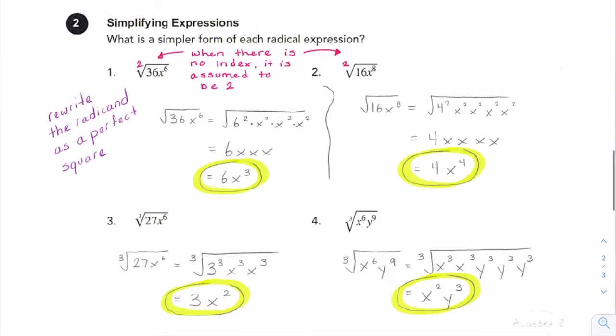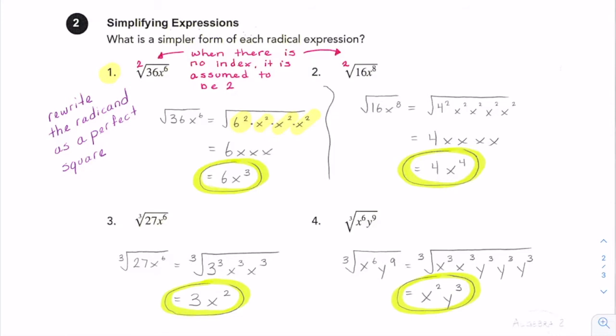Okay, when you're simplifying expressions, you want to take a look at what the index is, and then you want to, for lack of a better term, make groups that match that number. So if we take number 1 here and we break it down, we have the square root of 36 times x to the 6th, and we make groups of 2. 36 can be 6 squared. That's 2 values of 6. And then x to the 6th can be x squared times x squared times x squared. Add those up, you would have x to the 6th. So we just broke it apart into 3 groups of 2.